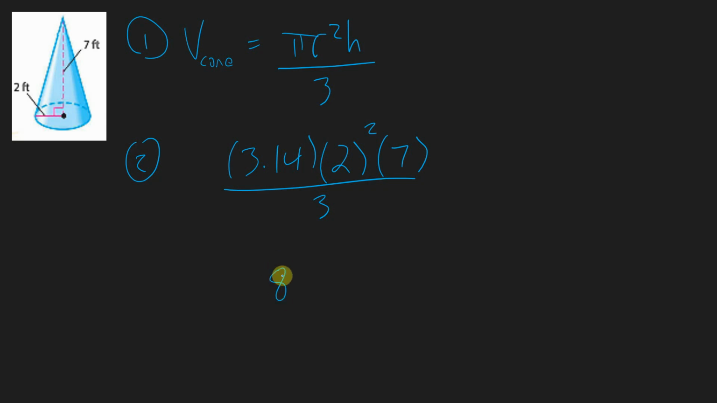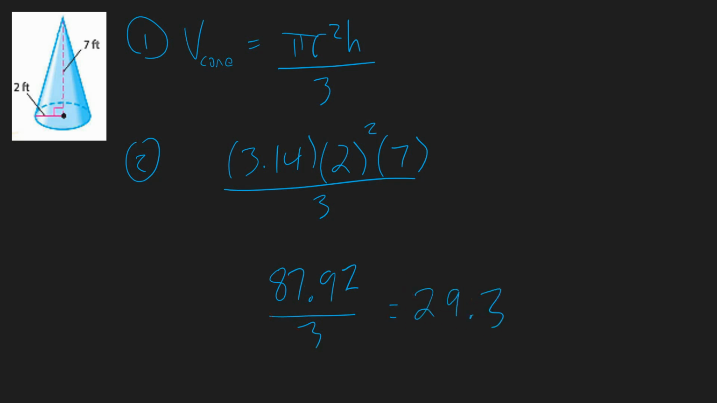So right now I have 87.92, that's my numerator, and then I'm going to divide by 3. Again, the reason I do that is because a lot of calculators don't understand order of operations. So make sure you multiply everything in the numerator first, press the equals button, and then press divided by 3. And then you're going to get 29.3.